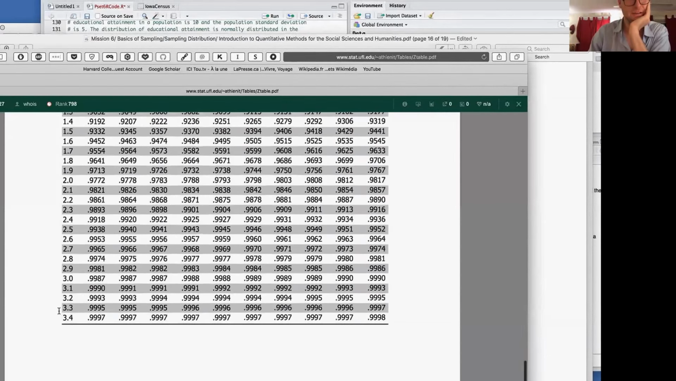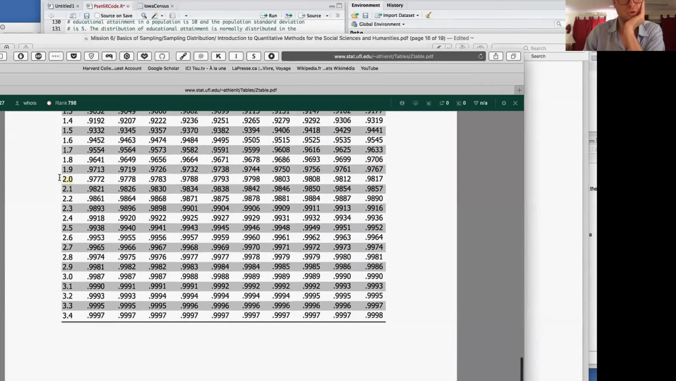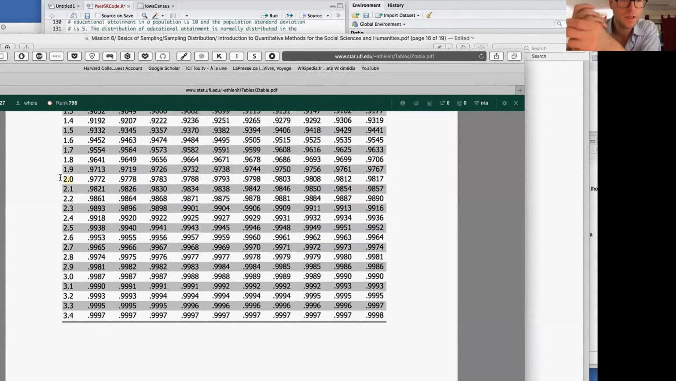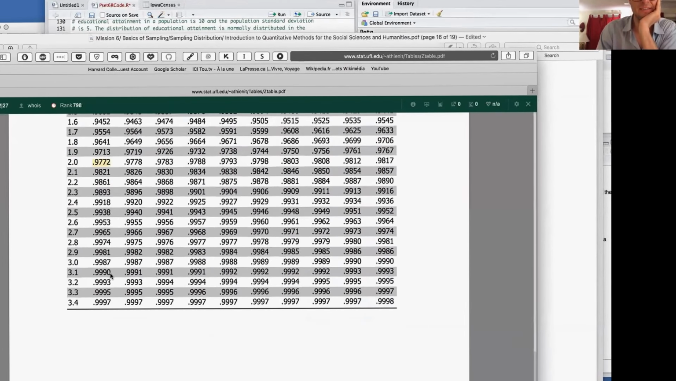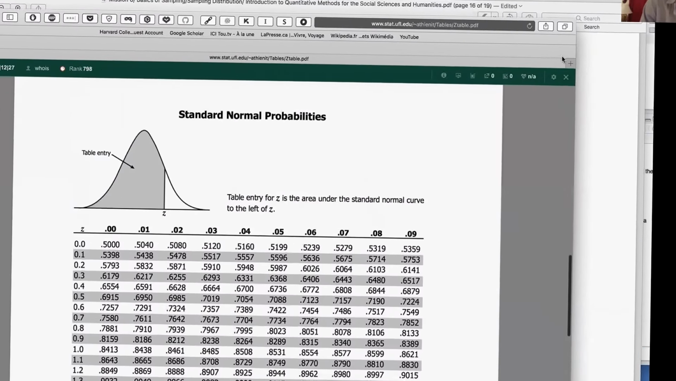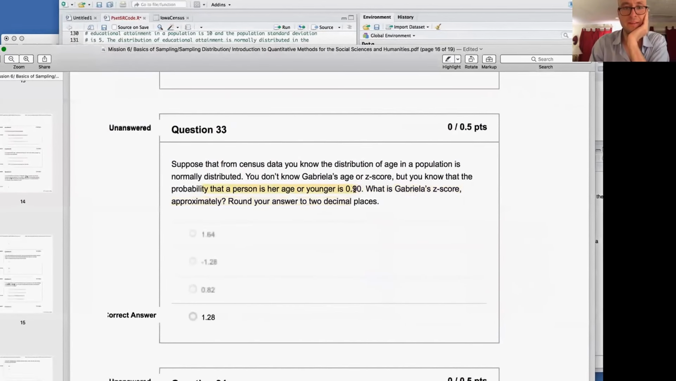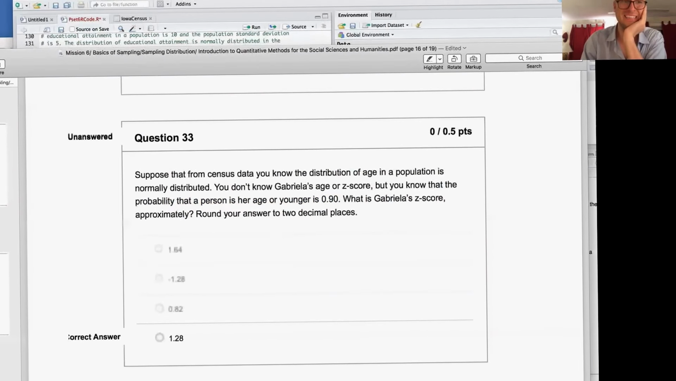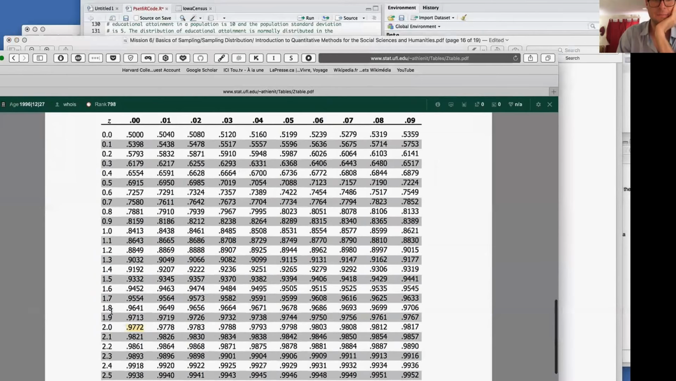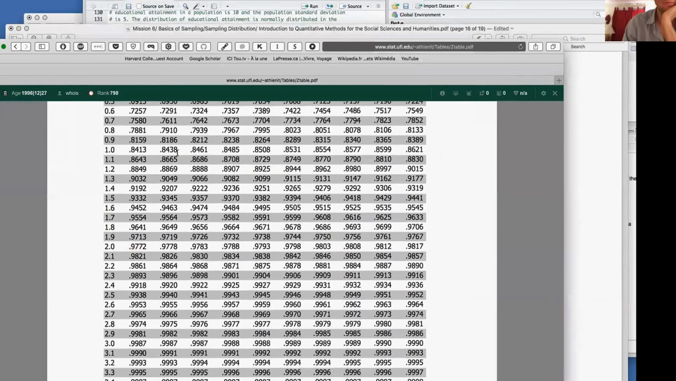Here's the z-score, and there's the probability. So if we have a positive z-score of 2, it means it's 2 standard deviations above 0, which is 90.98, which was Keisha's percentile. She scored higher than that. Now we're asking, given the probability that a person her age or younger is 90, it means that 90% of the people in the sample are younger than her. There we have a value of about 1.3.